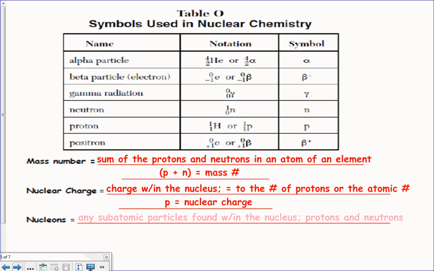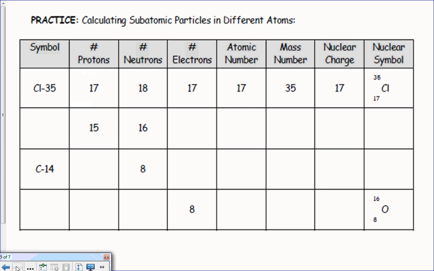Nucleons, that's just a fancy name for any particles found in the nucleus. Basically, it's just protons and neutrons. Nucleons, protons, and neutrons. Okay. Moving on, we had a little bit of practice. Okay, so I've got my periodic table, and I know my subatomic particles very, very well. So what I'm going to look for is how to fill out the rest of this chart.